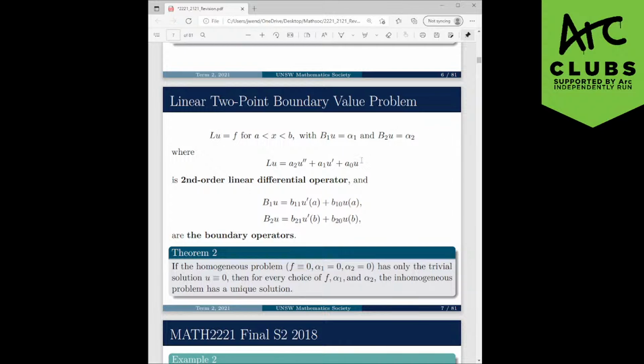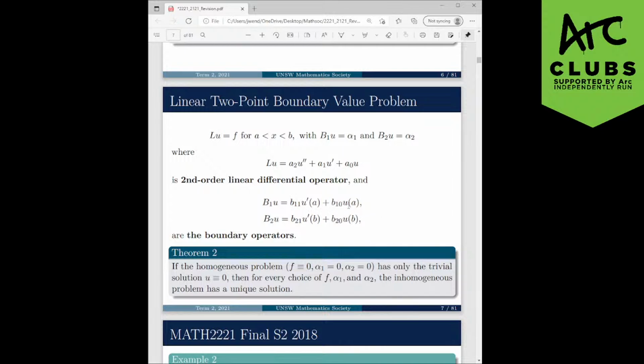And of course, differential operator, there's derivatives in here. So L is operating on the U right now. And the B1U and the B2U, B1 and B2, they're both boundary operators. And they operate on the U here. You can see B11 U dash A plus B10 U of A. So the first one is at the lower bound A, second one's at the upper bound B.